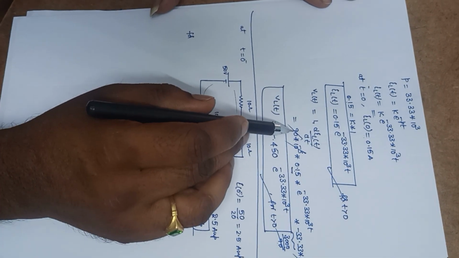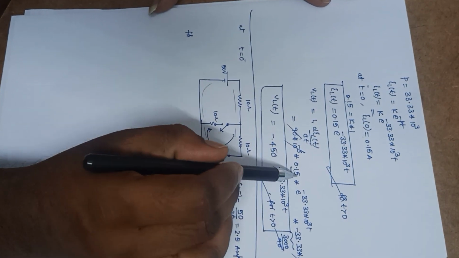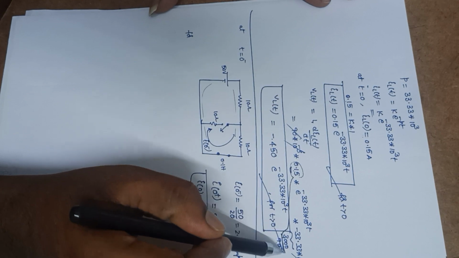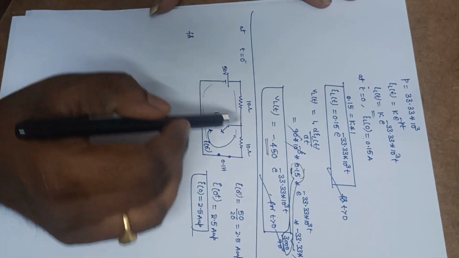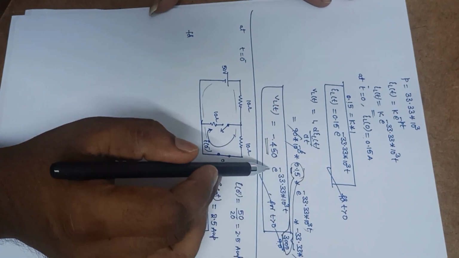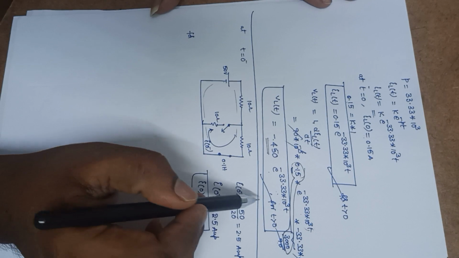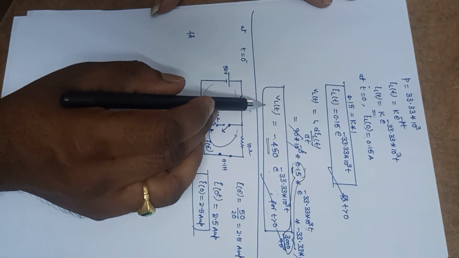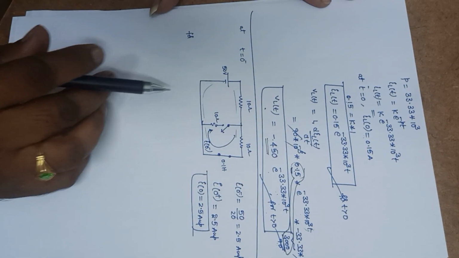This 90 cancels with this 90, and if you multiply this 0.15 with this 3000, then we will get minus 450 into e power minus 33.33 into 10 power 3 t. It is for t greater than 0. So this is the expression of VL of t for the last problem.